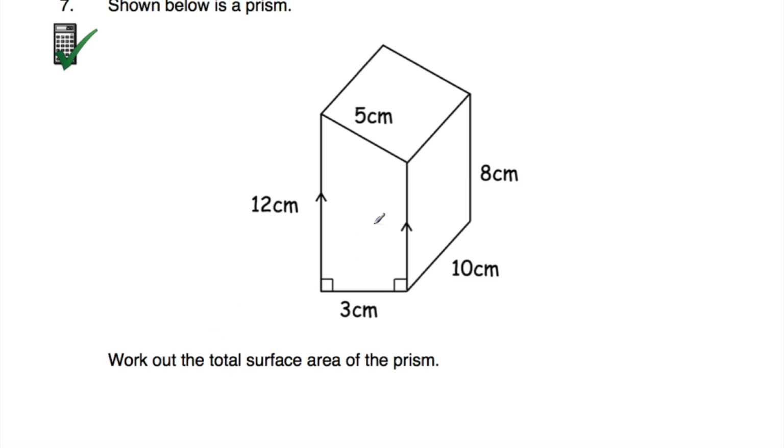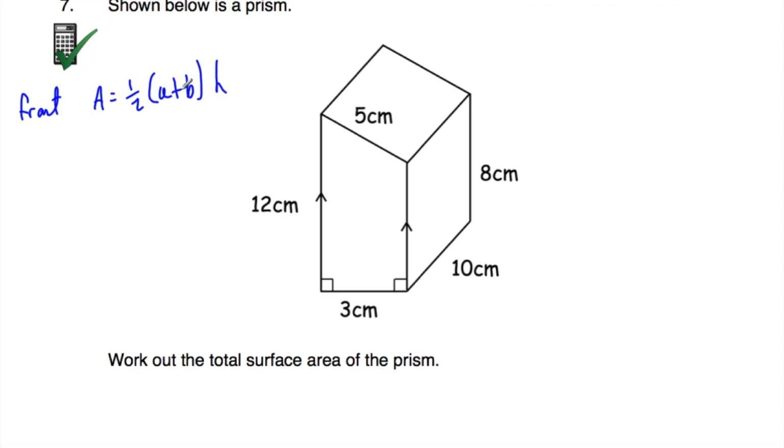So that means we need to get the area of all 6 faces: the front, the back, the right-hand face, the top, the left-hand face, and the bottom. Okay, so let's start off with the front and the back. In terms of the front, it's a trapezium. So the area of a trapezium is equal to a half A plus B multiplied by H, where A and B are the lengths of the 2 parallel sides and H is the distance between them.